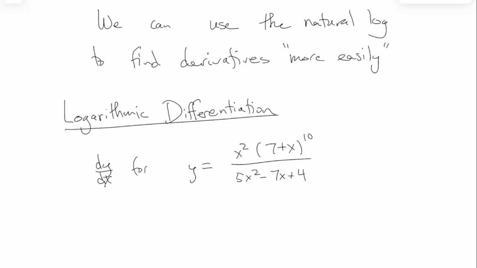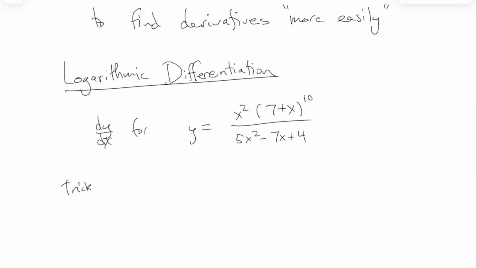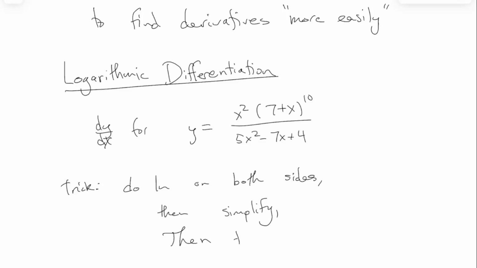Alternatively, you can do what we call the logarithmic differentiation trick. And here's the trick. Do ln on both sides before taking the derivative, and then simplify, and then take the derivative. This is the basic approach for logarithmic differentiation. You take the natural log on both sides, and then use properties of the natural log to simplify what results. And then you take the derivative of everything.